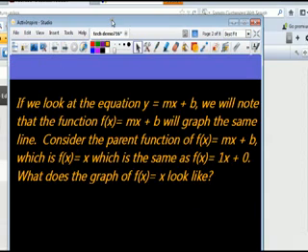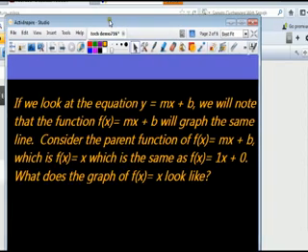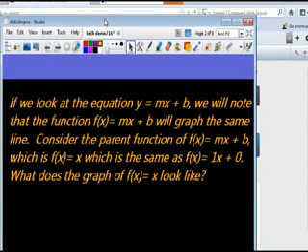If we look at the equation y equals mx plus b, we will note that the function f of x equals mx plus b. That's the same as the graph of the line y equals mx plus b. The parent function is f of x equals 1x plus 0. What does the graph of that look like?